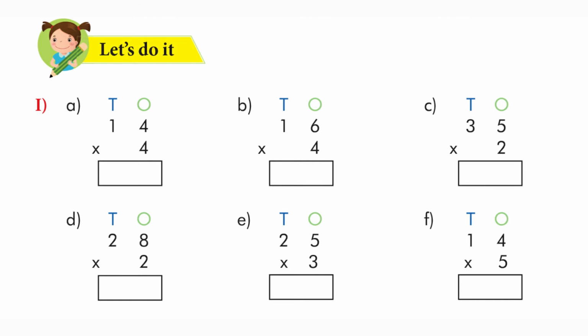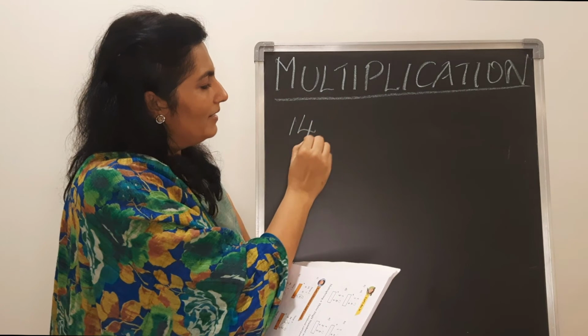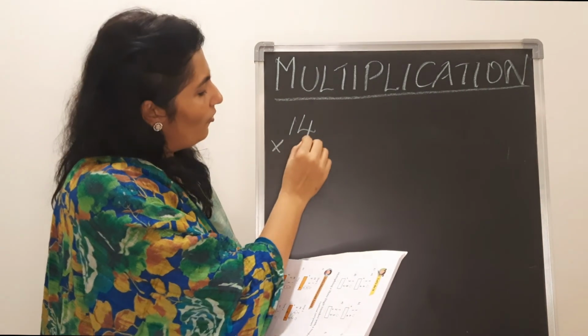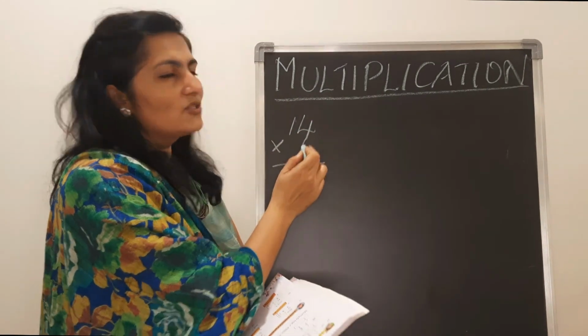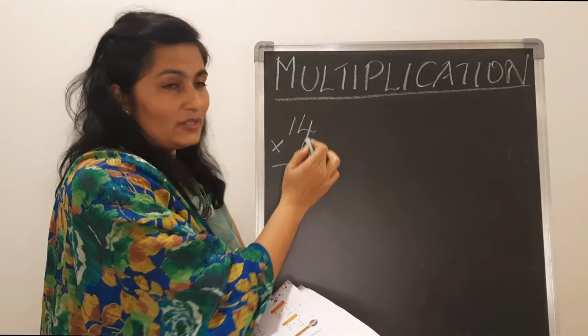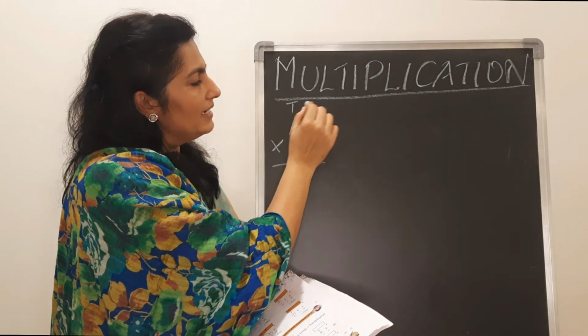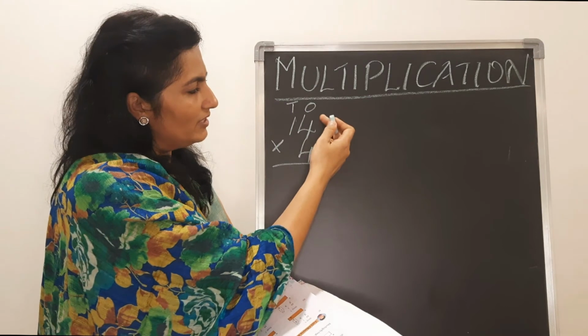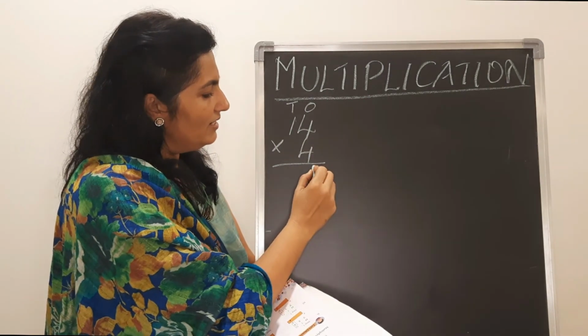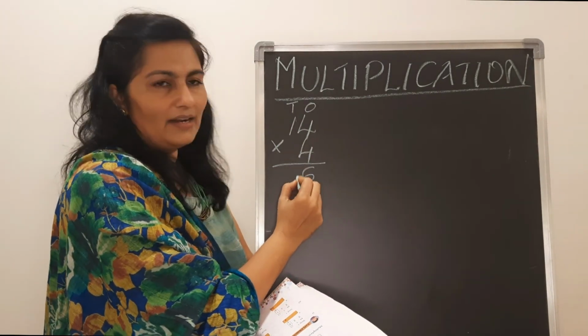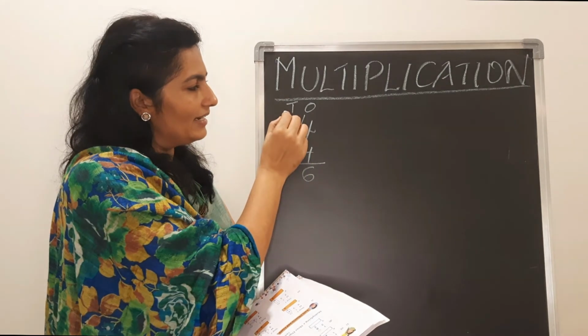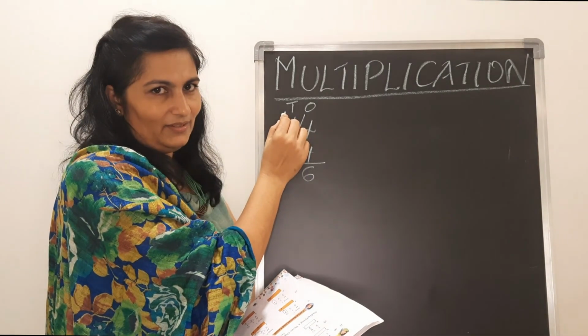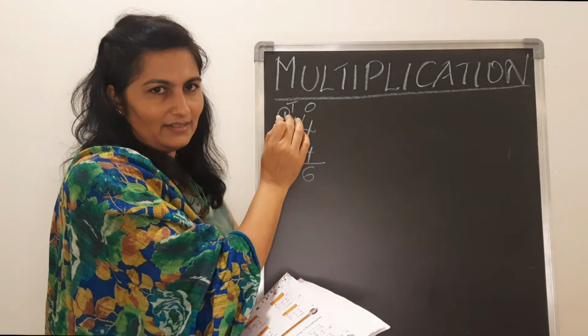Let's try 14 into 4. This is the tens and this is the ones. So first we will do the ones. 4 4s are 16. We can't write both the digits here, so we will carry it over to here, and this is going to be sitting here.